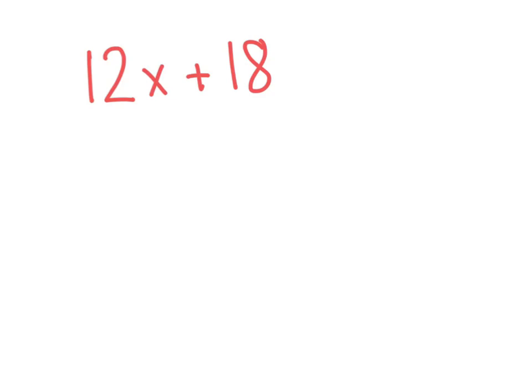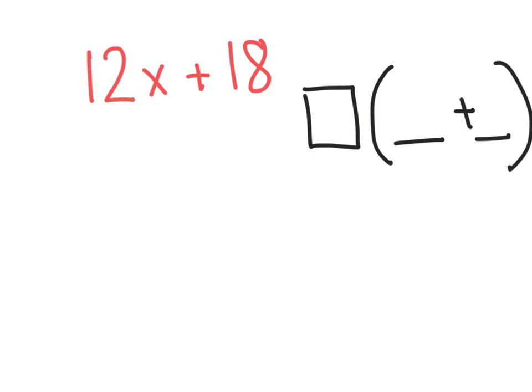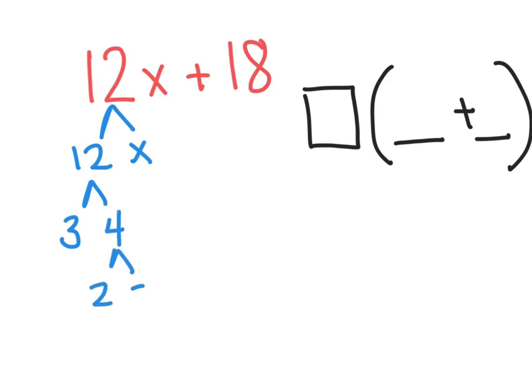So looking at this one, 12x plus 18, if I want to factor it, my goal here is to end up with the GCF on the outside of my parentheses, and then the two factors that go inside that parenthesis or that grouping. So if I look here, I can find that 12x is really 12 times x, and then I'm going to break down our factors of 12. 12 is 3 times 4, and 4 is 2 times 2.